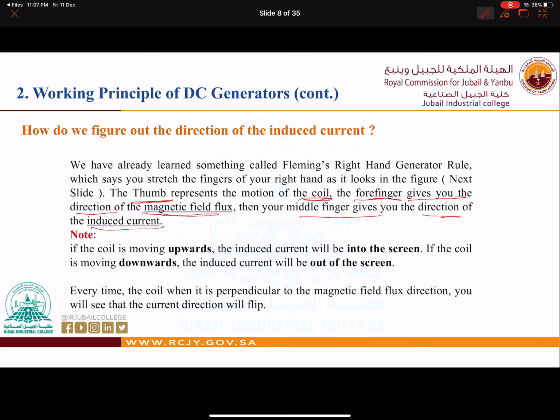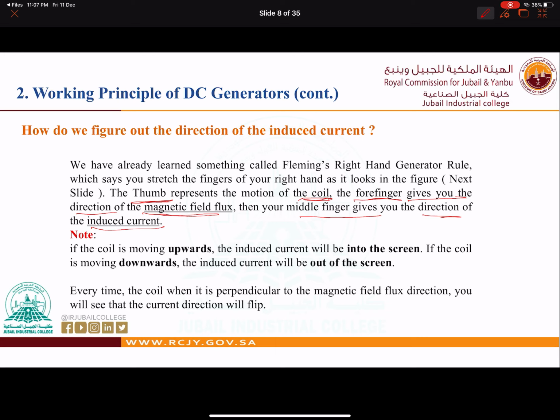We have three directions. The thumb is for the coil movement, is it up or down? The forefinger gives you the direction of the flux, which is always coming from the north to the south. The third one, the middle finger, gives you the direction of the current. So if the coil is moving upward, the induced current will be into the screen. If the coil is moving downwards, the induced current will be out of the screen, and in the coming pictures you can see this and try the right hand rule at home.